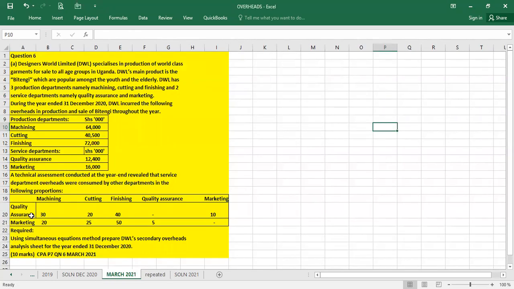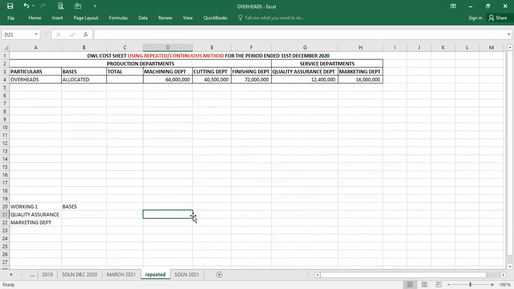We are saying that quality assurance gives the 30, 20, and 40. This is 30, 20, and 40. It also gives out to whatever. It doesn't give to itself, so this one is going to be 0. So it gives out to this also, it gives it 10. So what is this marketing department?